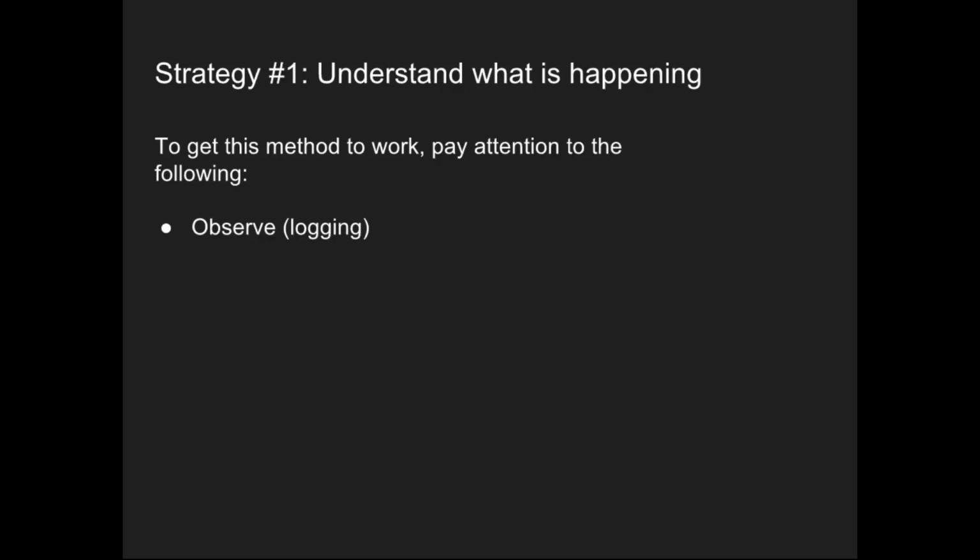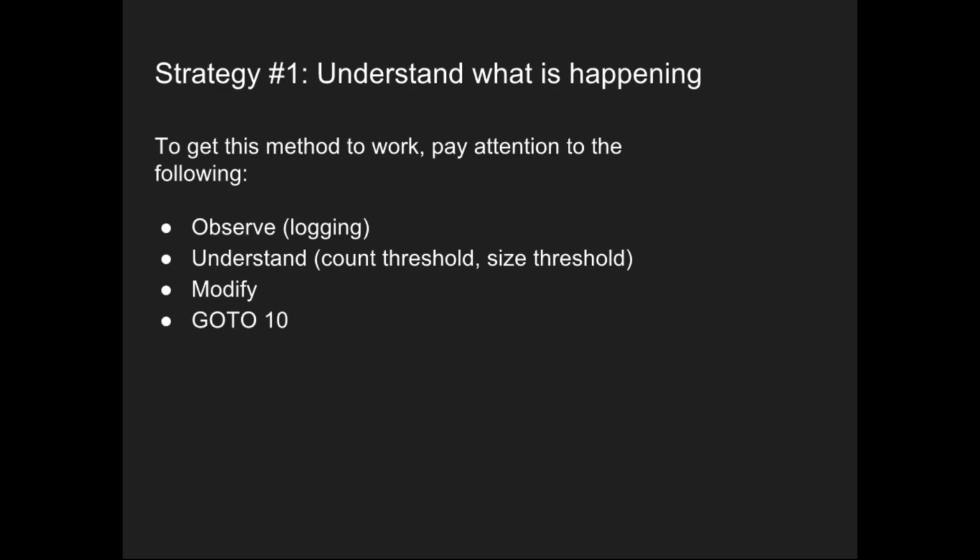So first we need to observe, and this is running your systems and looking at what's being generated by the logs. We want to understand how the compiler is treating our code, so what our count thresholds are for compilation or the size thresholds for whether certain methods will be too large to compile. Modify the compiler flags as necessary, now that you understand exactly how it's operating, given your code base, and then go back to the start.